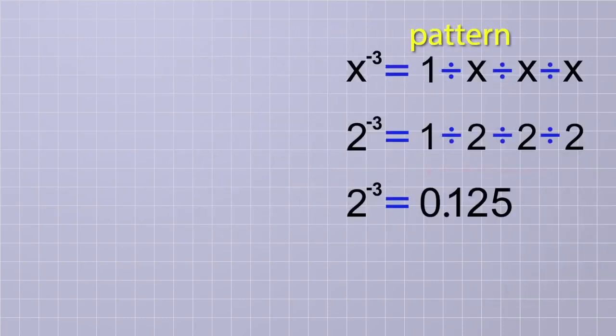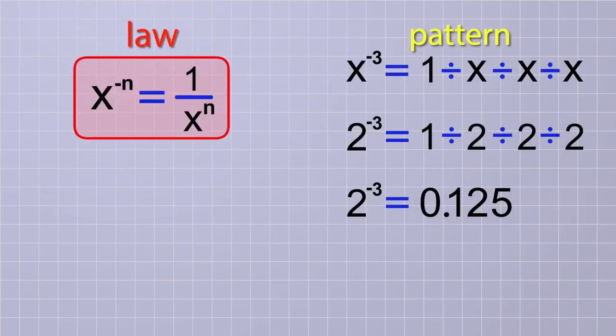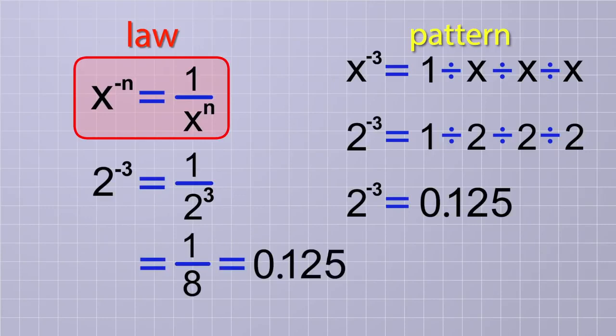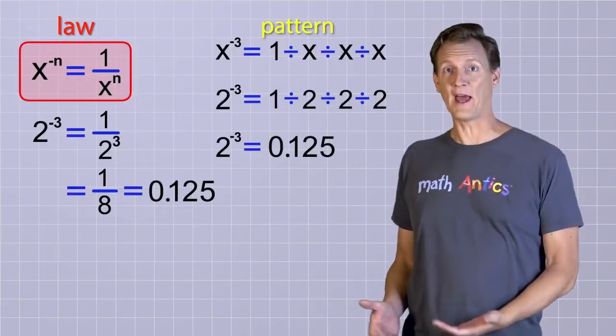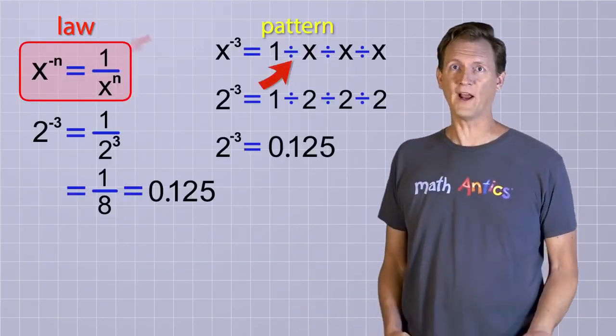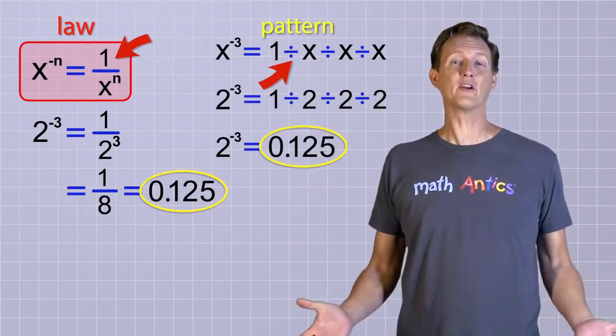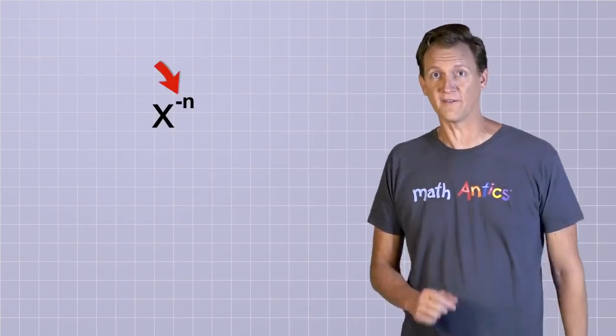Now let's write it in fraction form like our law of exponents tells us we can. 2 to the -3rd power would be the same as 1 divided by 2 to the 3rd power. And that's the same as 1 over 2 times 2 times 2. Which simplifies to 1 over 8, and 1 over 8 simplifies to 0.125. See, whether you write it as a pattern of repeated division, or in fraction form, like our inverse law shows, you get the same answer. And now you know how to handle any expression with a negative exponent.